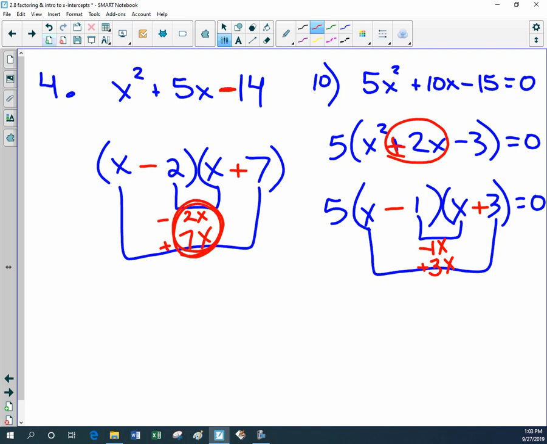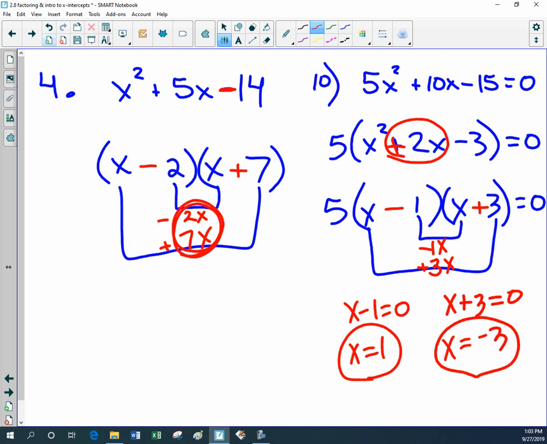This time, the directions are to solve, so I'm not done. I have to now set each parenthesis equal to 0. So I set x minus 1 equal to 0, solve for x. Set x plus 3 equal to 0, solve for x.